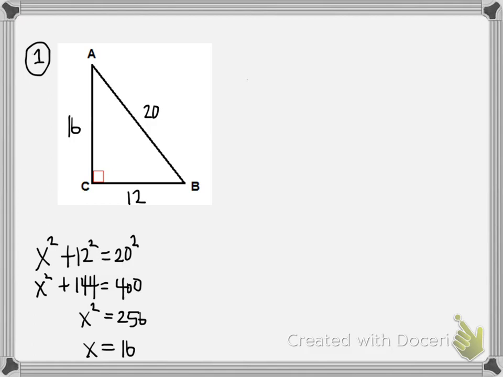Alright, so what I want to find is sine of A, cosine of A, and tangent. I just want to find the ratios. I'm not looking for the angle A. I want to find sine of A, which is going to be equal to something.